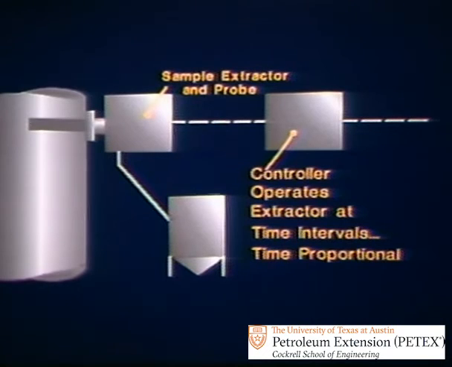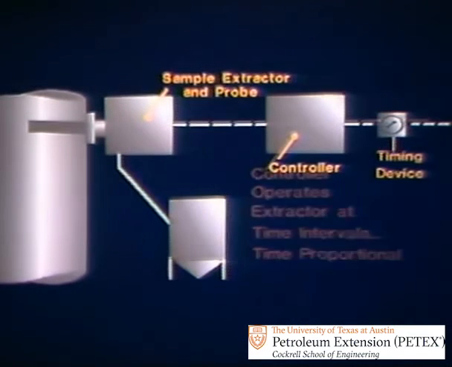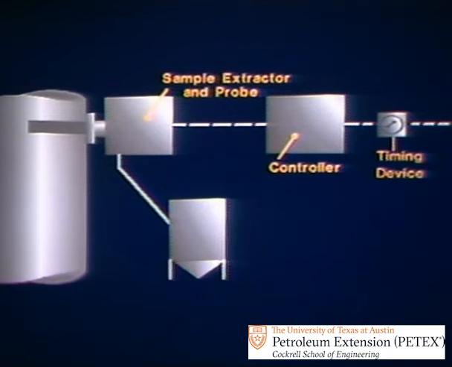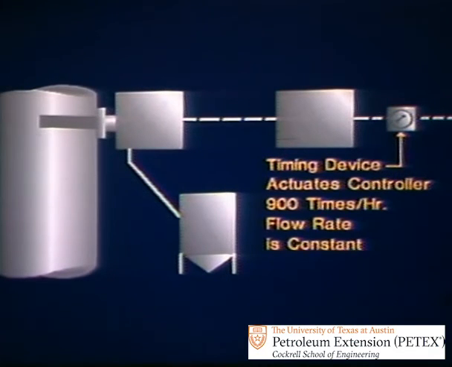If the controller operates the extractor at time intervals, the sampling is said to be time proportional. In other words, the controller is paced by a timing device. The timing device connected to the controller operates the extractor at selected time periods. For example, here the controller actuates the extractor 900 times per hour. In general, time proportional sampling is used when the line flow rate is relatively constant.